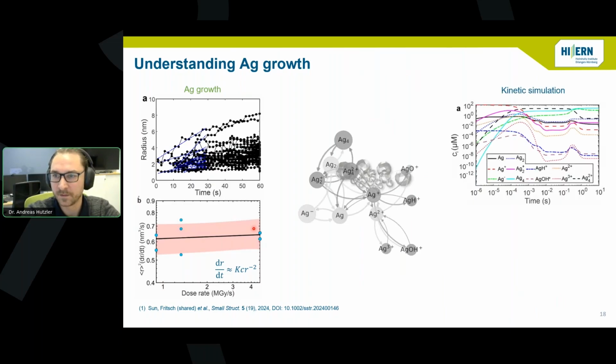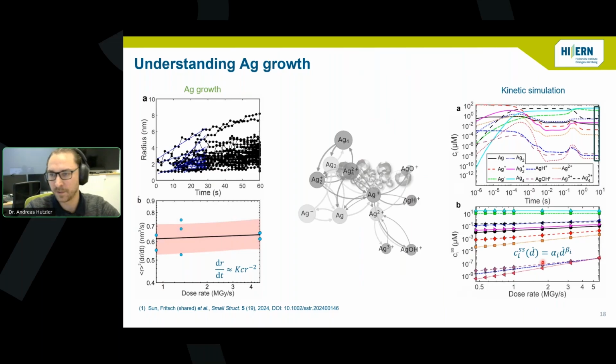So what we did is we did our kinetic modeling, and this is the outcome for the silver species, where we have kind of a transient regime, and then at a certain point we have a steady state formation. And when looking at the steady state and plotting it over the dose rate, we get this kind of plot and see that there's a power law dependency of the individual species on the dose rate, which was already introduced in 2014 by Nick Schneider and Francis Ross.